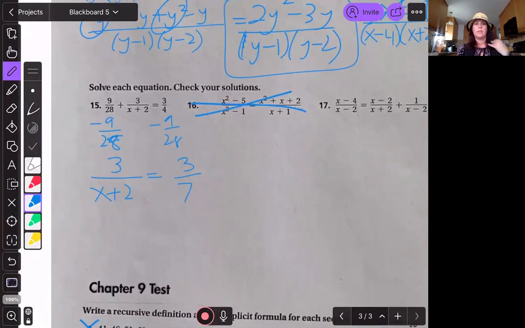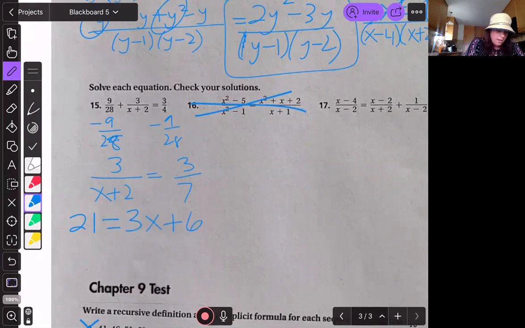So what I'm going to do is cross multiply and solve for x. 7 times 3 is 21. 3 times x plus 2 is 3x plus 6. Subtract 6, divide by 3, x equals 5. That was nice, not too hard.